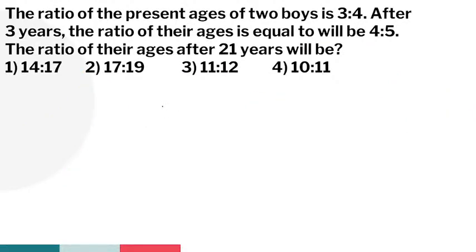And move on to the next one, Andy. The ratio of the present ages of two boys is 3:4. After 3 years, the ratio of their ages will be 4:5. The ratio of their ages after 21 years will be? Same question and same model, but the numbers change. So 10 is to 11.